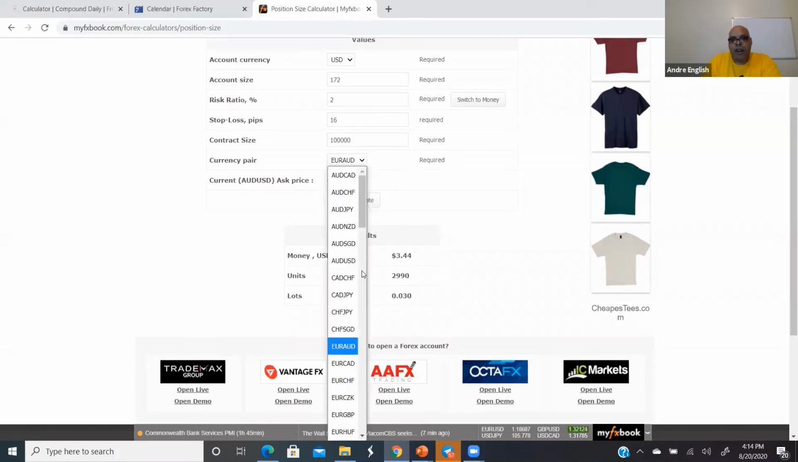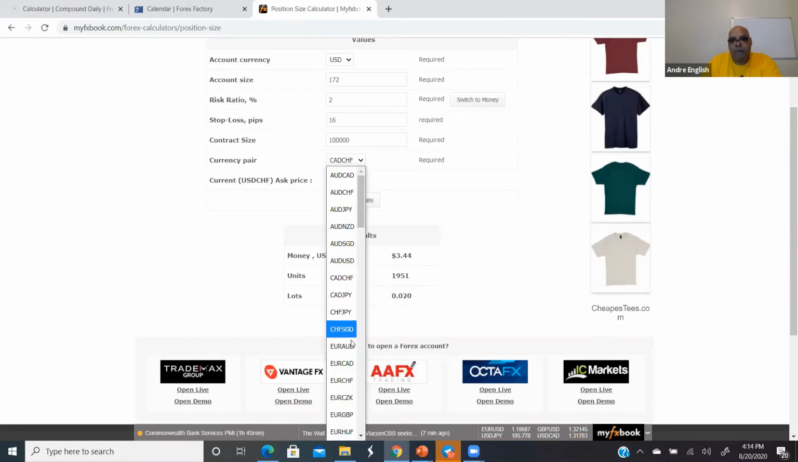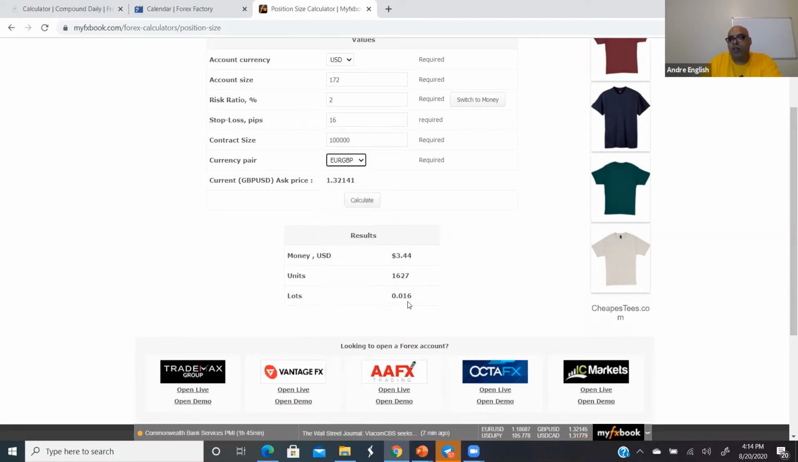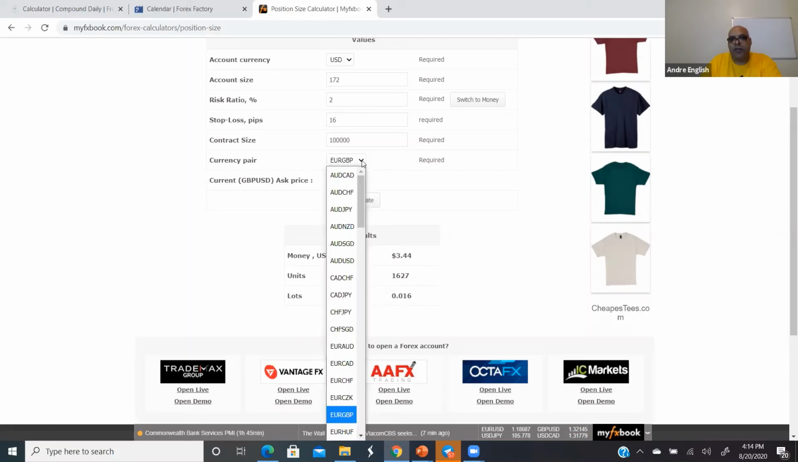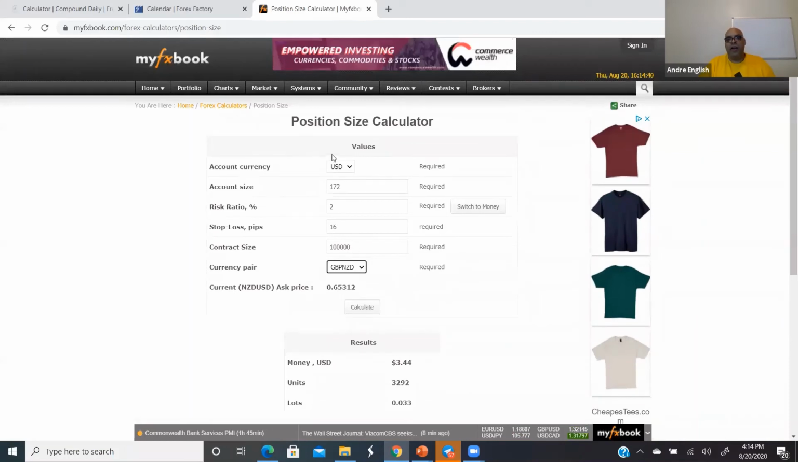If I switch to CAD CHF, I'm back down to a 2-cent lot size. If I decide to trade EUR GBP, I'm down to a 1-cent lot size. If I do GBP NZD, I'm up to a 3-cent lot size. So the beautiful thing here is this will give you exactly what you need to continue to be profitable in the market and continue to use the lot size calculator so that you protect your risk but also maximize your profits.